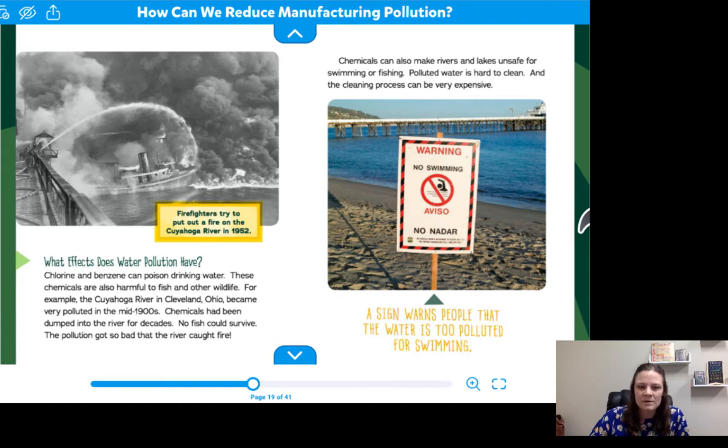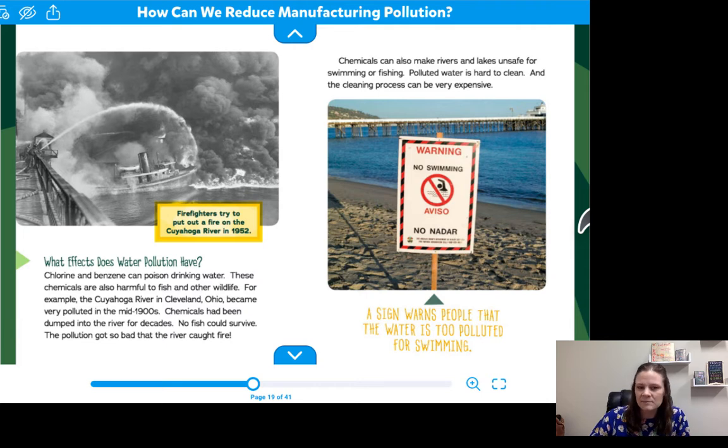What effect does water pollution have? Chlorine and benzene can poison drinking water. These chemicals are also harmful to fish and other wildlife. For example, the Cuyahoga River in Cleveland, Ohio became very polluted in the mid-1900s. Chemicals had been dumped into the river for decades. No fish could survive. The pollution got so bad that the river caught fire.